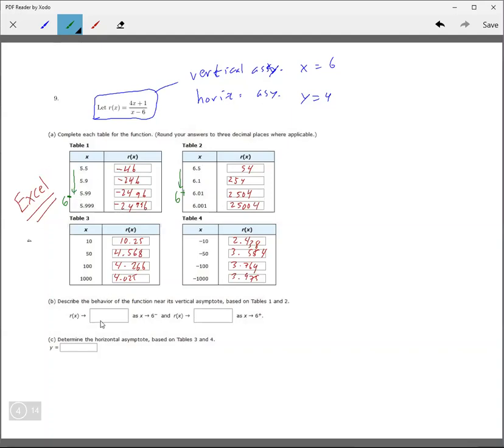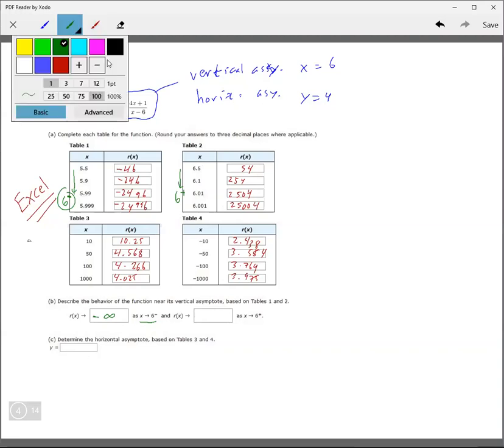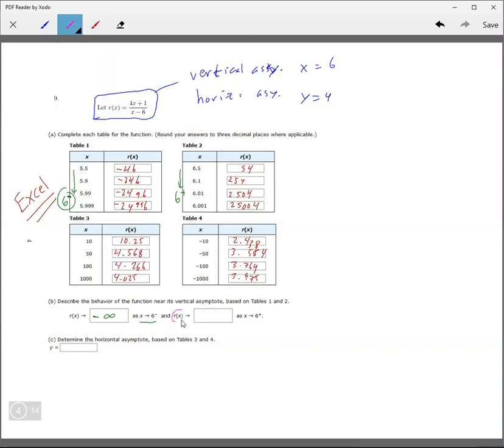So this means that as you go to 6 from the left, you're going to go to -infinity. That's this one right here. And this one right here, as you go to 6 from the right, that's these ones. You're going to +infinity because this is getting larger. It's just like going from 0.01 to 0.001. That's a teeny tiny 1/1000th, but it grew by about 10-fold, and it's just going to keep getting bigger as you get closer and closer.